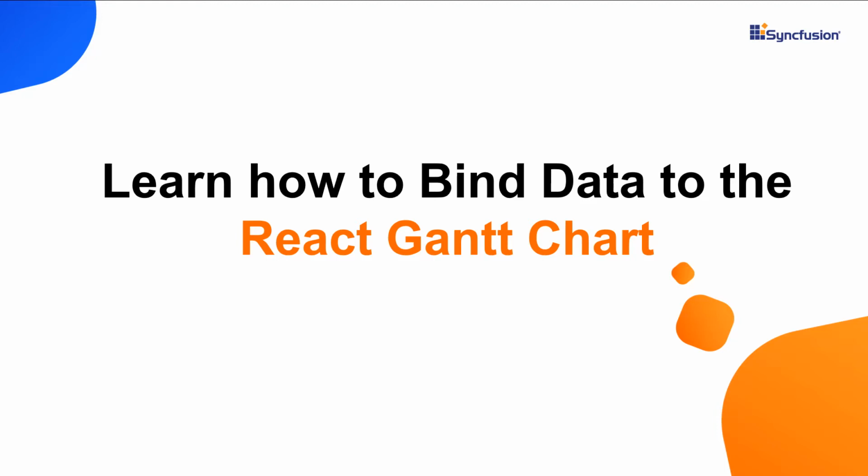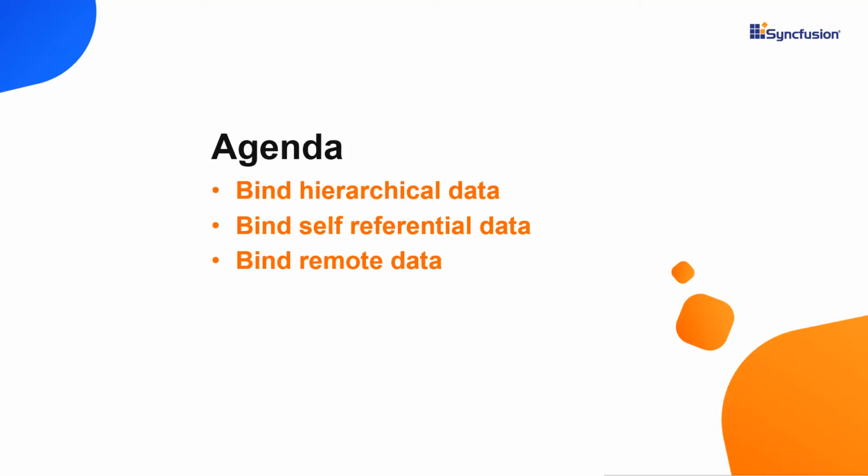Hi everyone, in this video I'm going to show you how to bind data to the React Gantt chart. I can bind three types of data to a Gantt chart: hierarchical data, self-referential data, and remote data. I will show you how to bind them one by one.